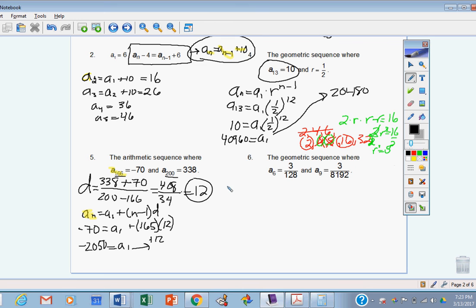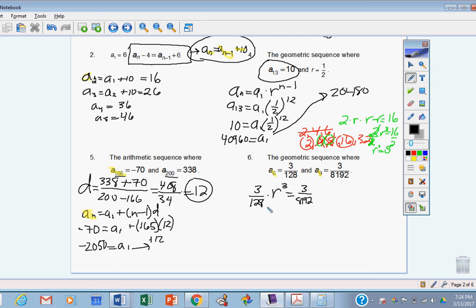All right, so here we go. We're going to start at the value of 3 over 128, and what we're going to do is multiply by r. How many times? Well, if we look at this, we're going from 6 to 9. That's a gap of 3. That means we multiplied by r 3 times because there's a difference of 3 there. So again, that's going to be r cubed. And after we take this value times r cubed, we achieve the right value, so 3 over 8192.